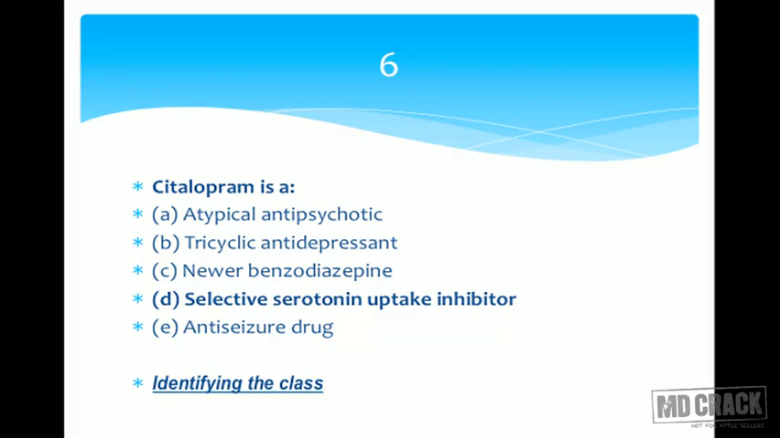Atypical antipsychotics, the list always starts with clozapine, olanzapine. Then you have risperidone, a safe agent, and you have newer agents, aripiprazole, quetiapine, ziprasidone, etc. Right? So that's not citalopram.